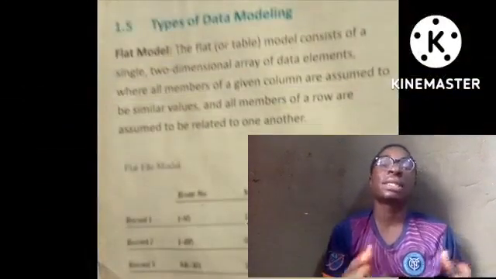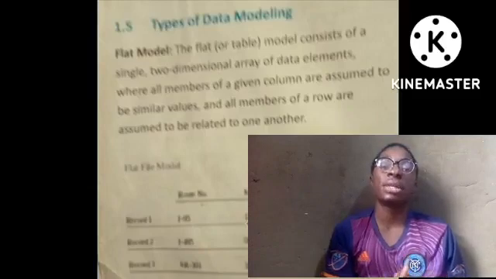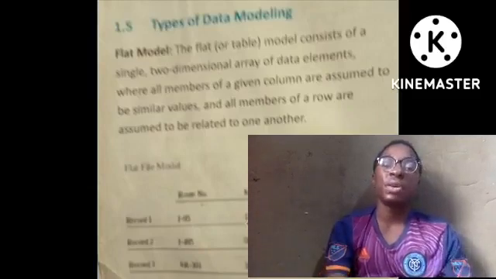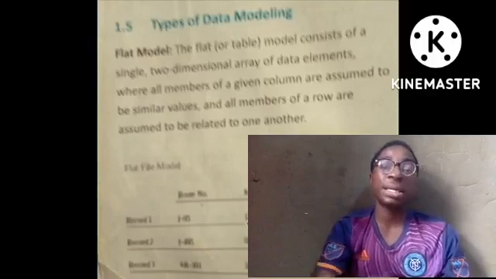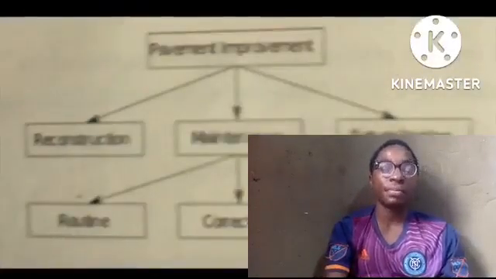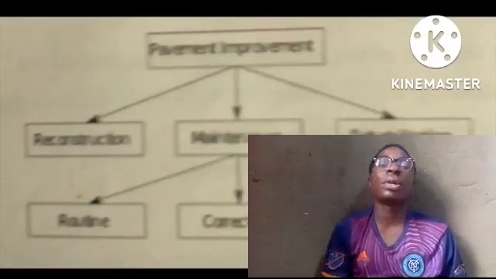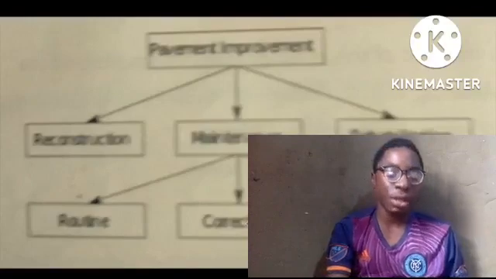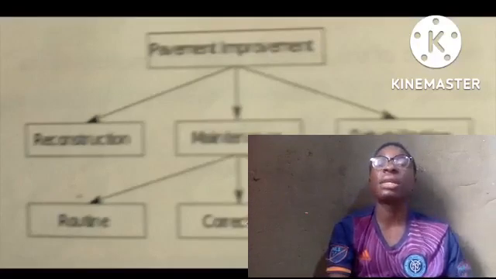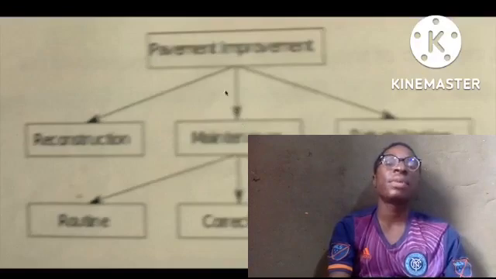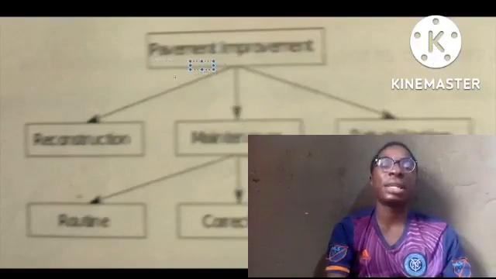Now, basically, there are different types of data models. We have the flat models. Now, this flat model consists of a single two-dimensional array of data elements. Your flat model is just like your table. Just understand it as a table. Now, we also have the hierarchical model, and in this kind of model, data is organized in a tree-like structure. So you can see from the parents, it is kind of like a tree.